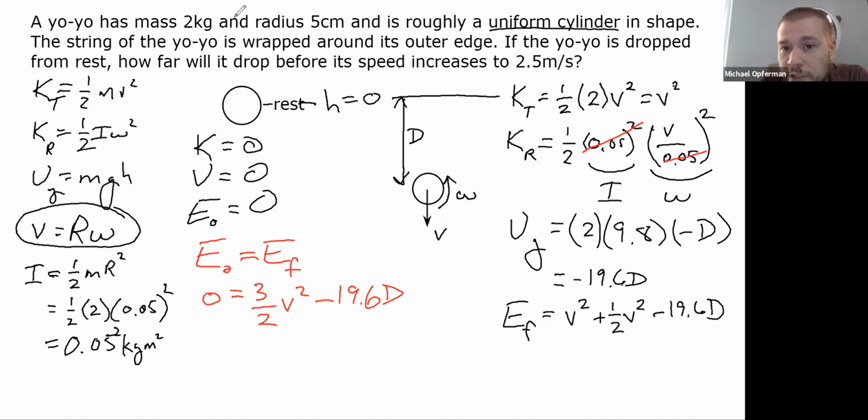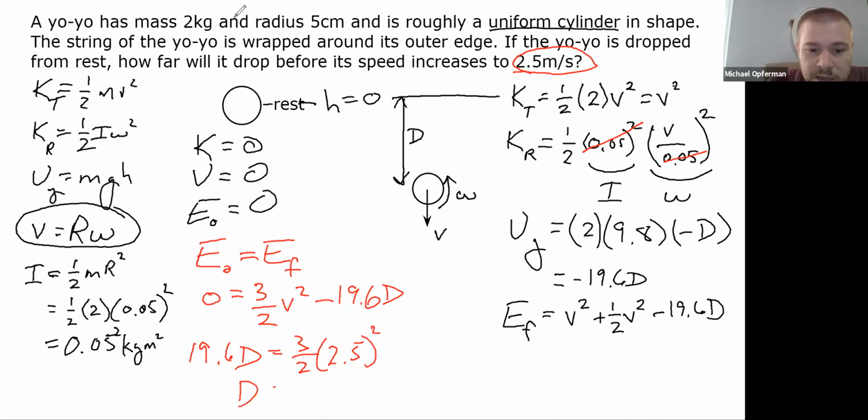And v was actually given in the question, I forgot to plug that in. V is actually 2.5. So I'll have 19.6 d equals 3/2 times 2.5 squared, which gives me d equals 3 divided by 2 times 2.5 squared divided by 19.6, and that gives me 0.48 meters. And again, that means 0.48 meters below where I dropped it from. And that's my final answer.